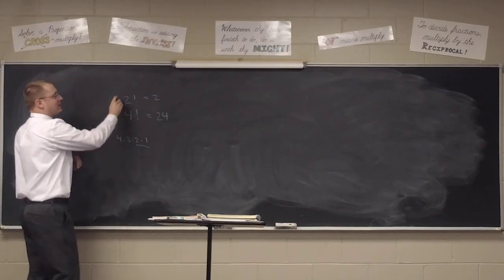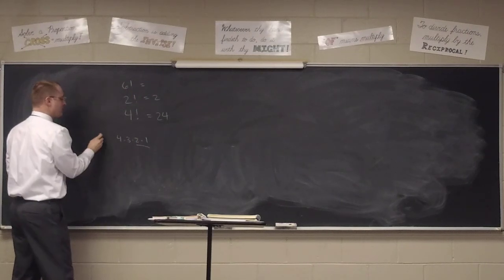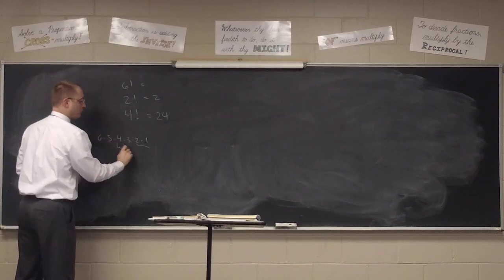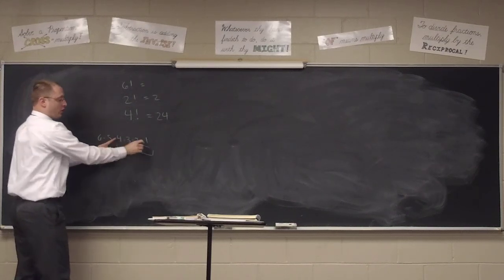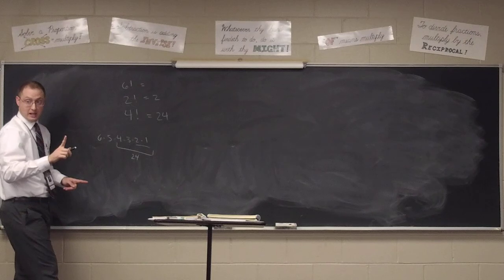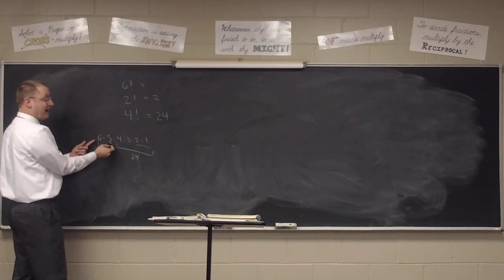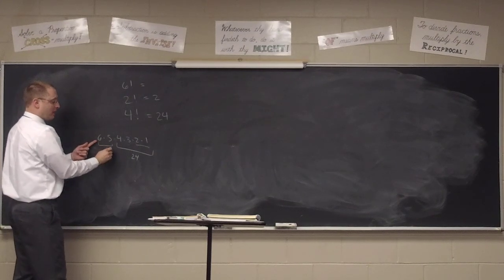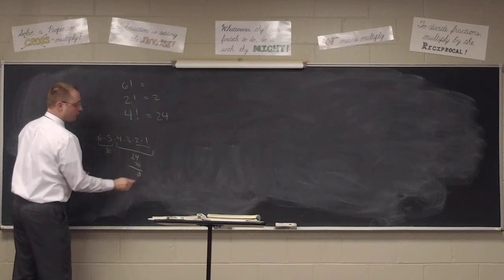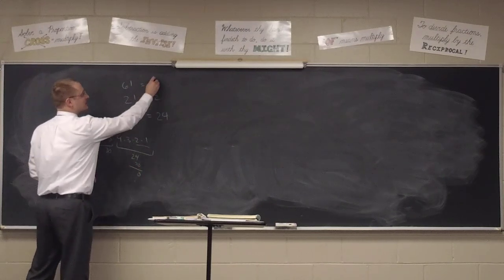Now, here's where we can help ourselves out. 6 factorial means 6 times 5 times 4 times 3 times 2 times 1, right? But we already found that all that's just 24. So we're not going to multiply that again. We're just going to take the 6 times 5, which is new, which is 30, and multiply that by 24 to get 720.